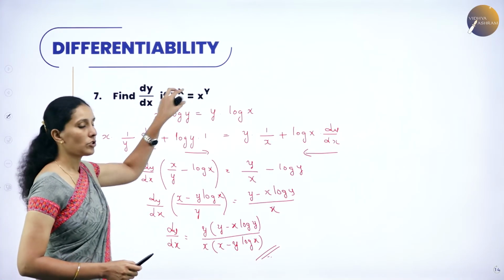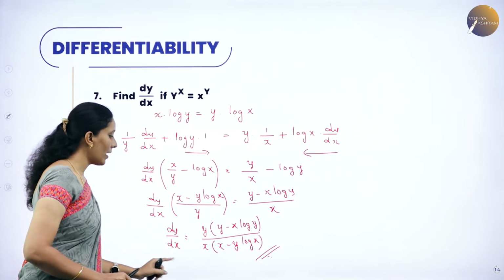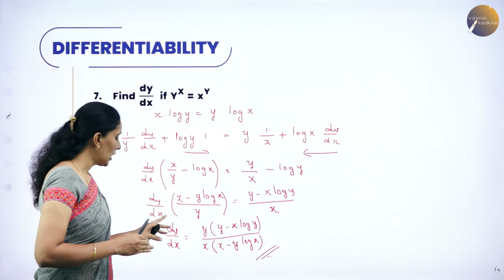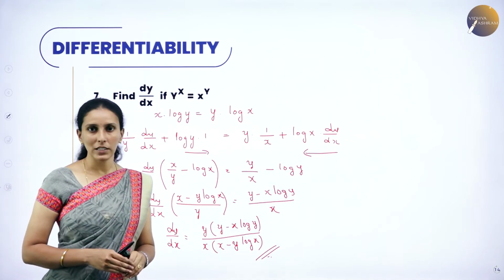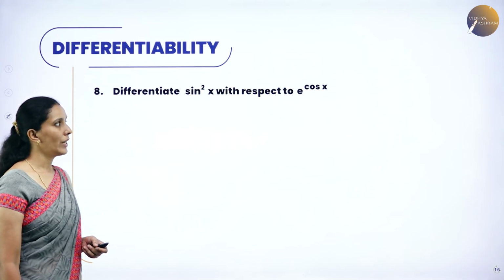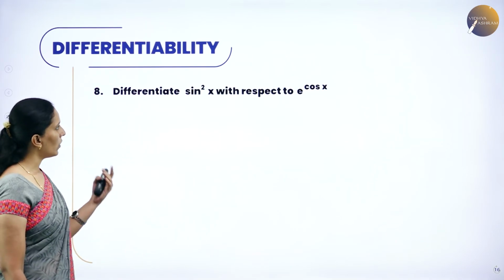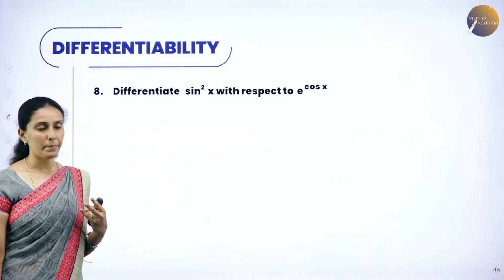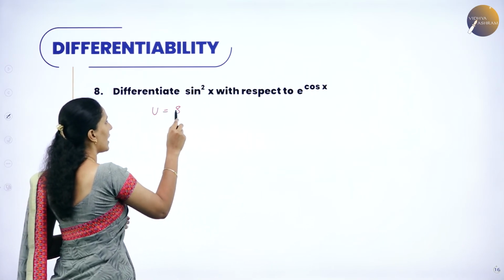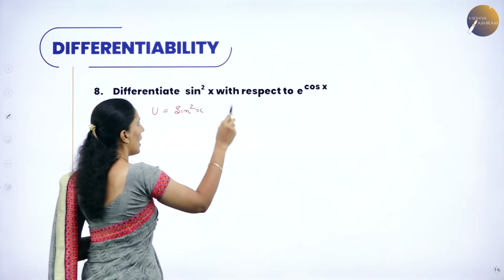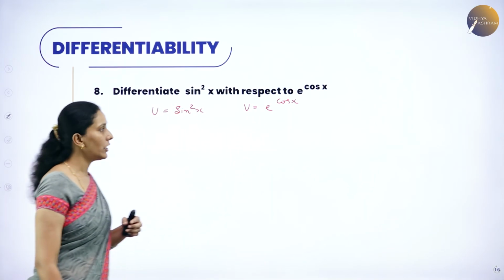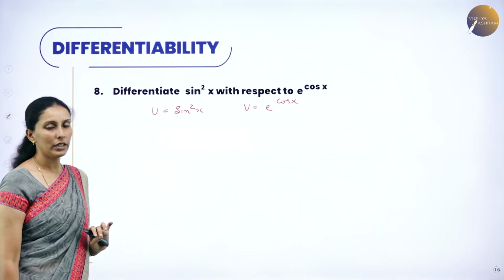Sometimes they will give you the function and ask you to prove dy by dx is this, which is one and the same. So finding dy by dx or proving dy by dx as the required result is one and the same. Next question, differentiate sine square x with respect to e to the power cos x. So here we have two functions separately. So let us take u is equal to sine square x and v is equal to e power cos x. Now we need to differentiate this with respect to e power cos x.